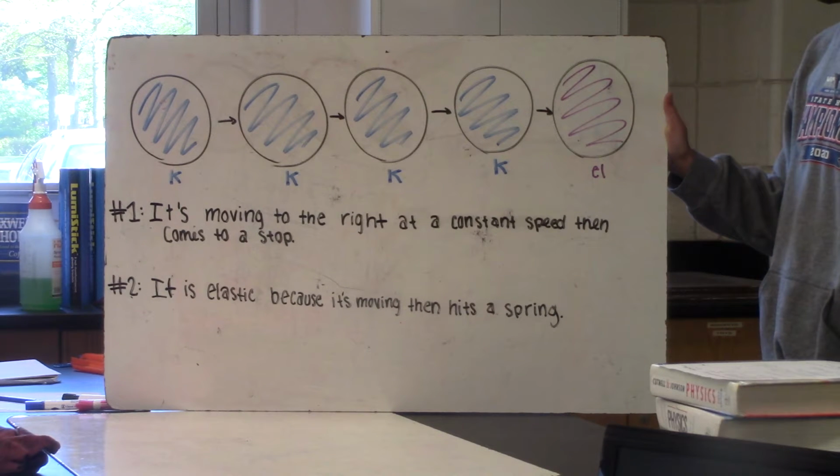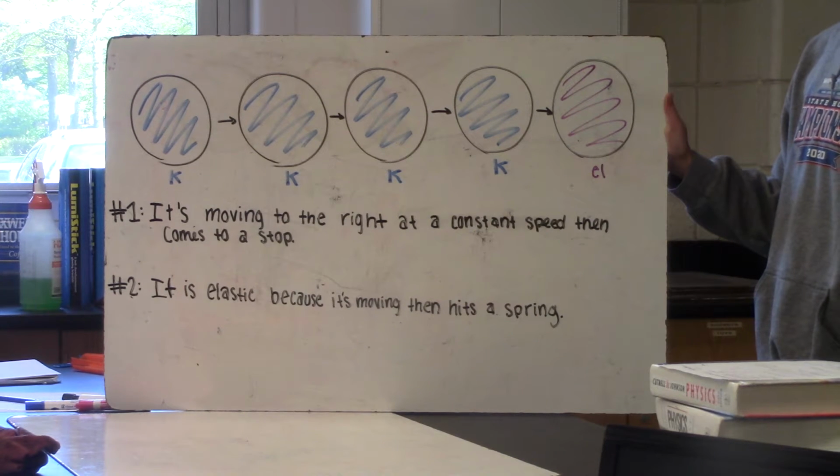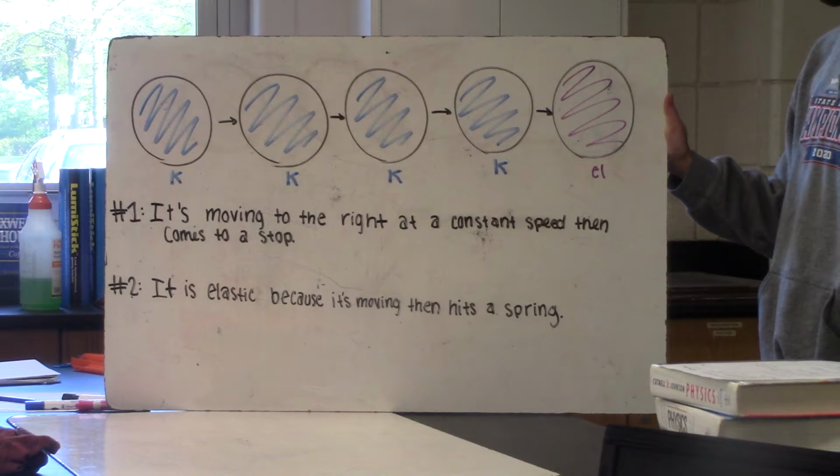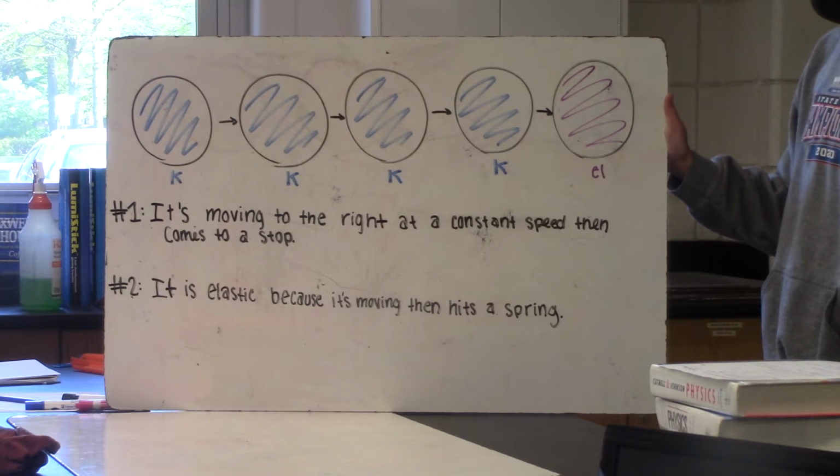Because kinetic energy itself doesn't have a direction. So it's moving. What do you know about its speed? Constant speed. That's right. How do you know the speed's constant? Well, what do you notice about the kinetic energy in the first 4? It's all the same. That's right. If the kinetic energy is all the same, what does that tell you about the object? It's moving at a constant speed, right?